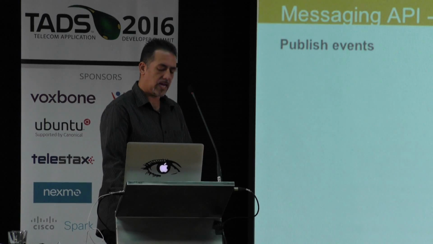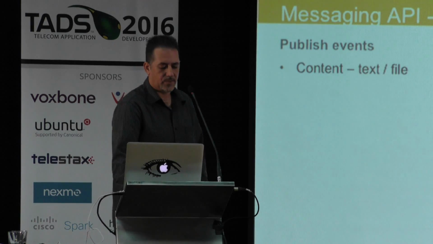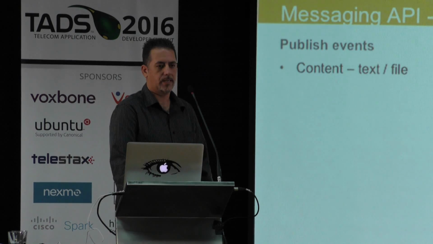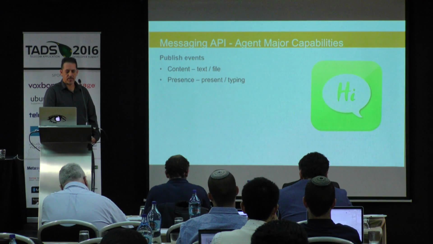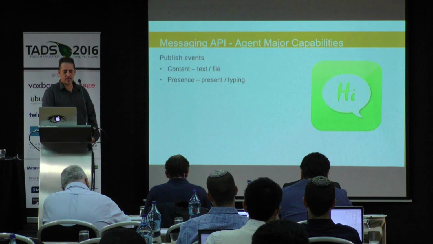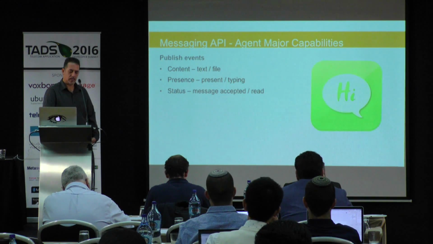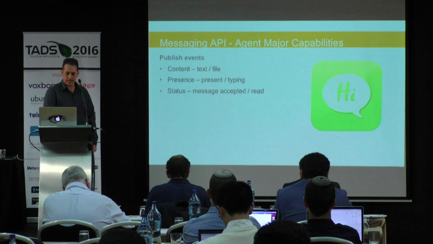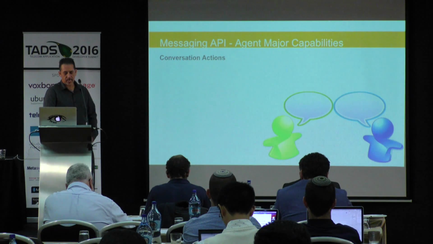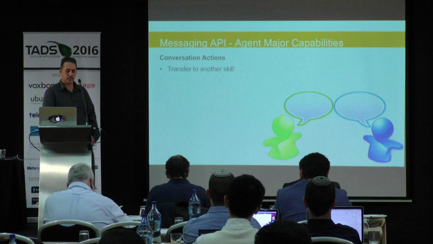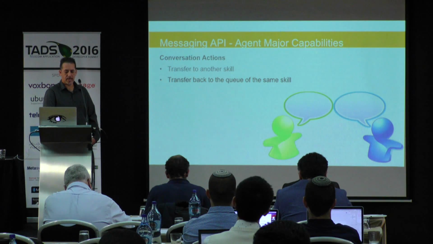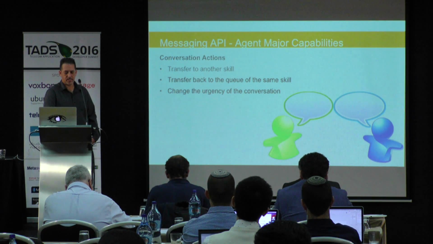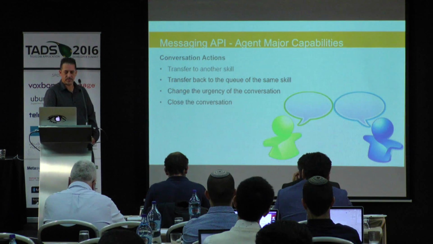Of course, there are a few types of events. The first one is the content event. It can be a text or a file. That's the main usage. And we've also got presence events, like typing presence, and status events, like when a message is accepted or read, the same as WhatsApp. Then there are conversation actions. An agent can transfer to another skill or transfer back to the queue of his own skill. He can also change the urgency of the conversation, and he can close the conversation.